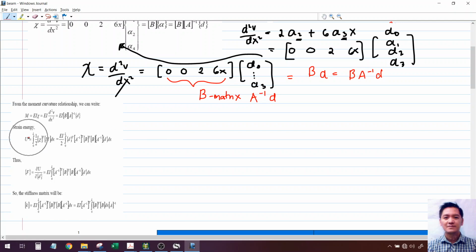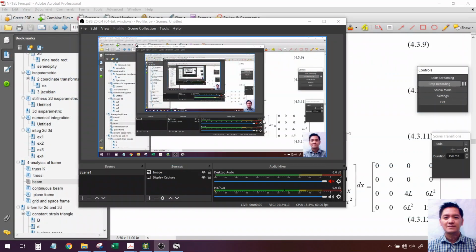Now, meron tayong strain energy equation na ito. So, i-rewrite ko lang. So, U equals integral of 1/2 the curvature transpose M dx. Okay, 0 to L. Now, substitute natin to. So, pwede natin ilabas itong 1/2 kasi constant naman to.